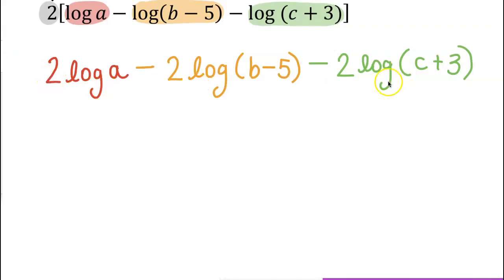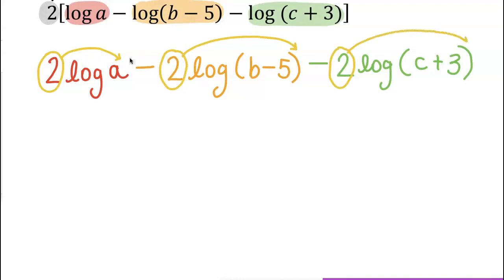this red, orange, and green, we're going to send that 2 to the exponent. So watch this for me. I'm going to circle these 2's and indicate that they're going up as the exponent of A. This 2 is going up as the exponent of B minus 5. And this 2 is going up as an exponent of C plus 3. So here is the first term. You will write log A squared.